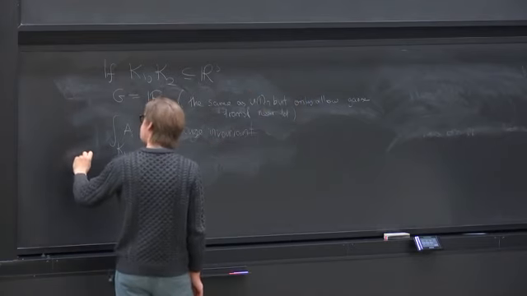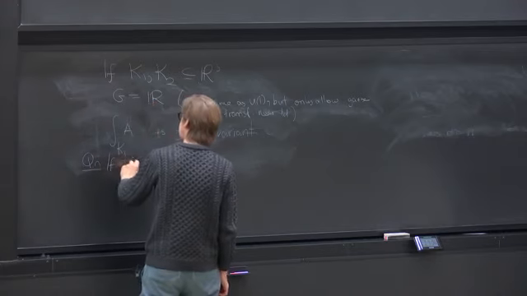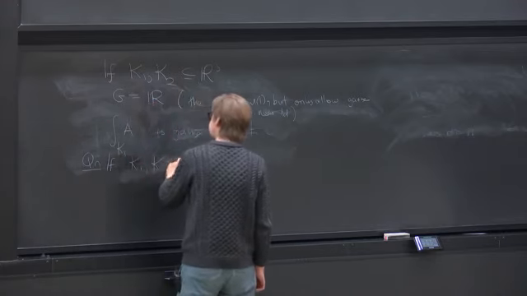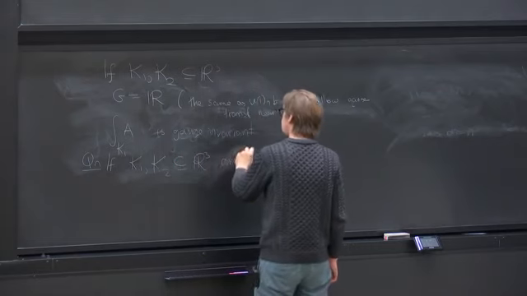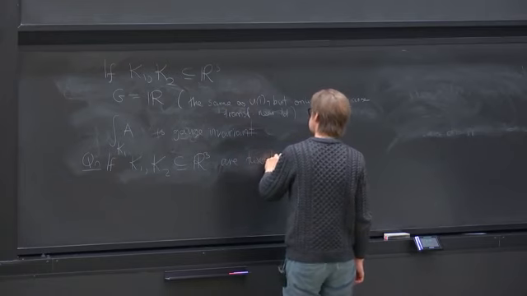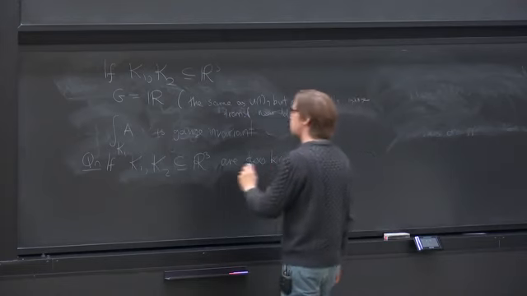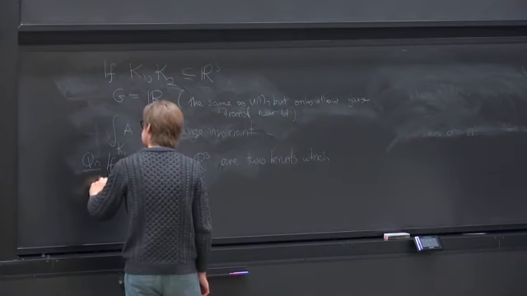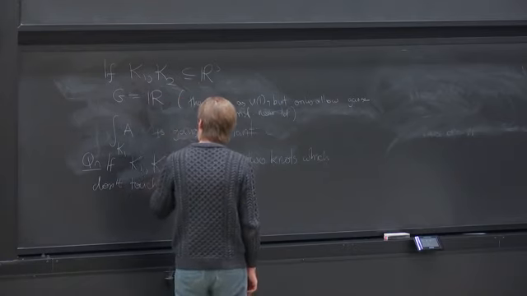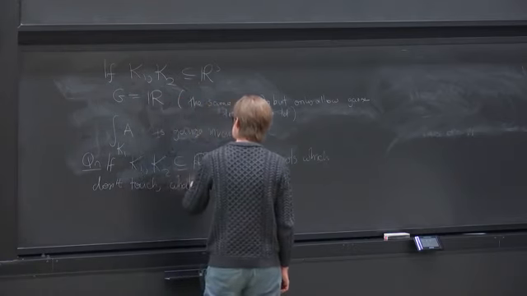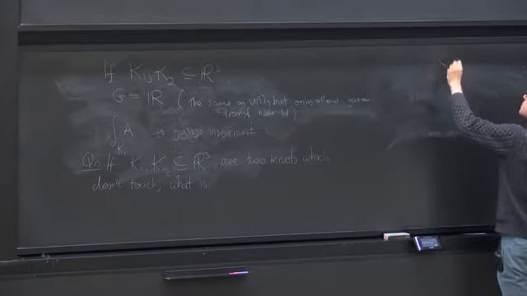So then you can ask a question: if K1 and K2 inside of R^3 are two knots which don't touch each other, what is the correlation function?